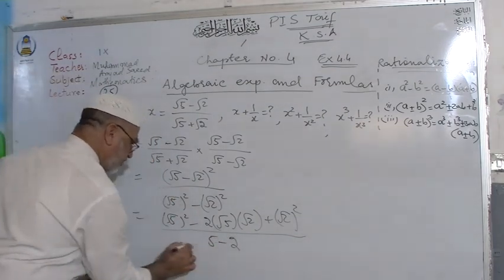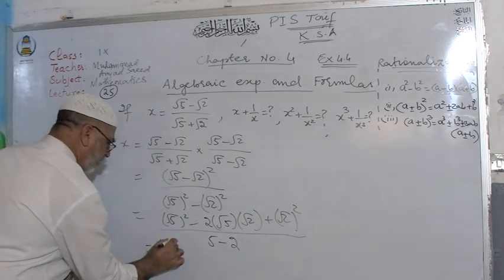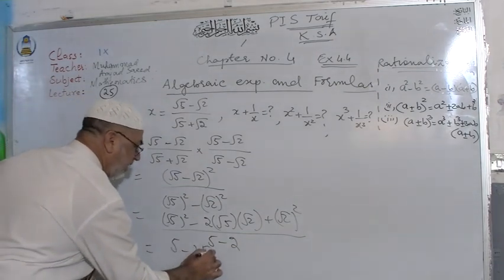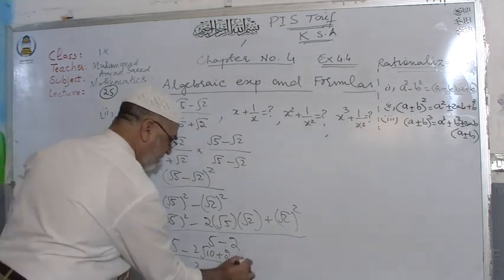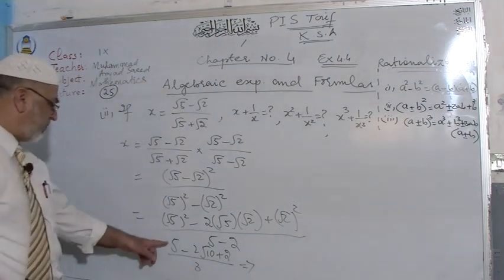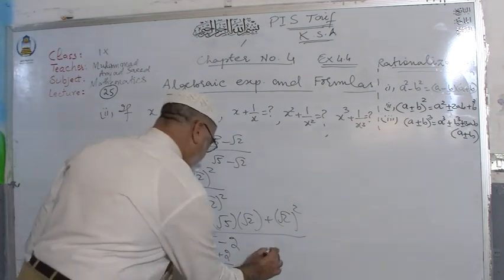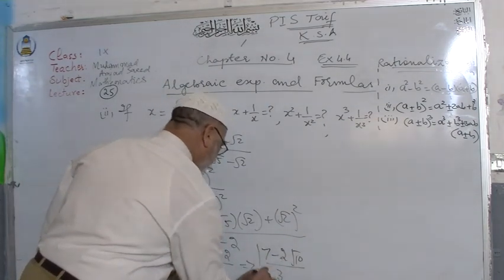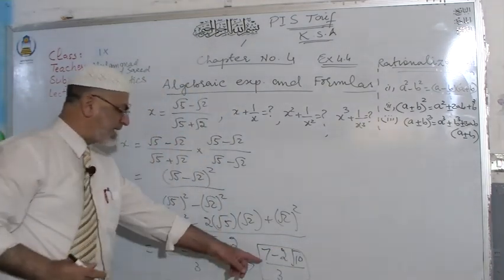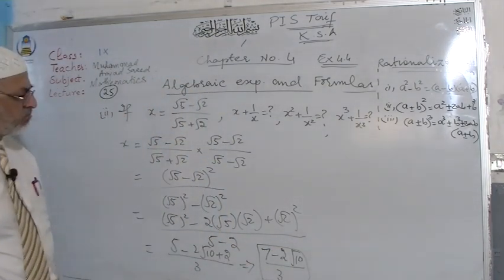Divided by 2, and the square root cancelled out, 5 minus 2. And here is 5 minus 2 into 10 under root, and plus 2 over 3. Dear students, 5 plus 2 is 7 minus 2 into 10 under root over 3. This is your value of x, not 1 over x.